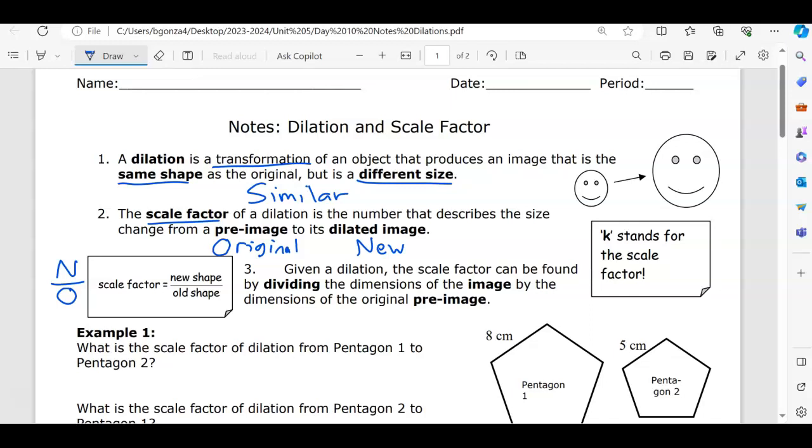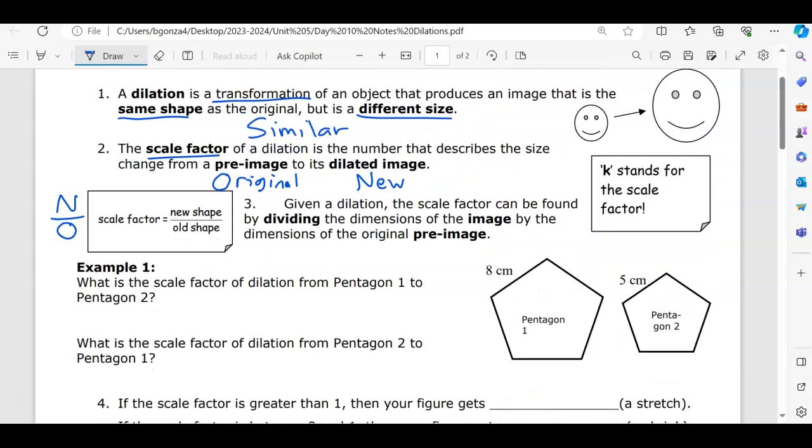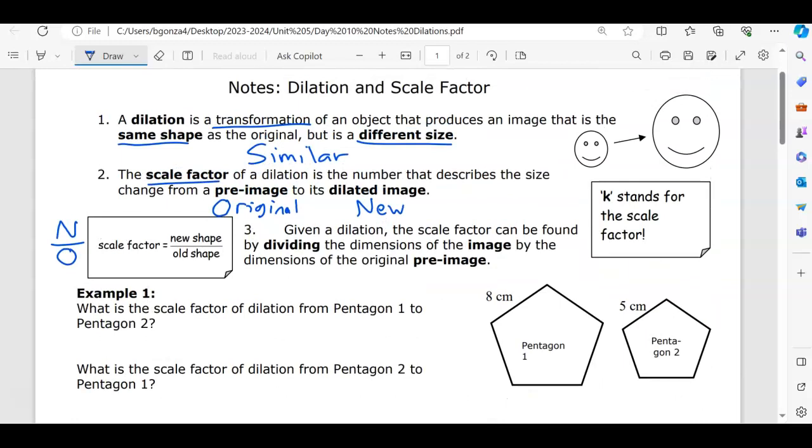That was basically what it said in number 3. We're going to do example 1. Now, look at these figures. They're similar. Same shape, different size.